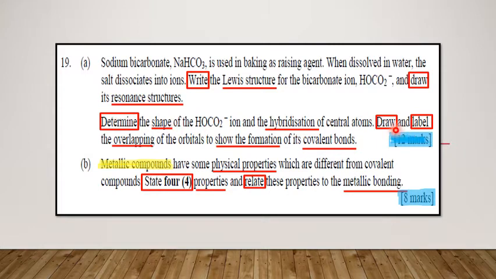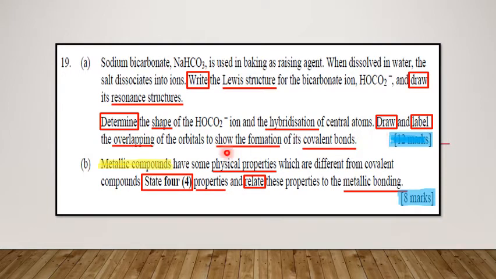Determine, shape, and hybridization. Next, draw and label. So there are 2 words. You have to draw and label the overlapping of the orbital to show the formation of its covalent bond. So in this question, we no need to explain in detail because just draw and label.